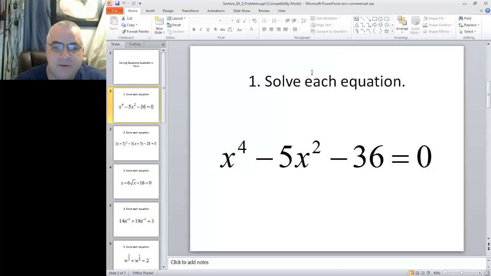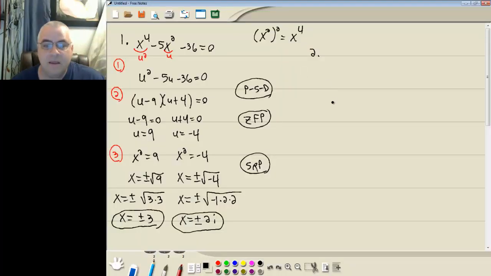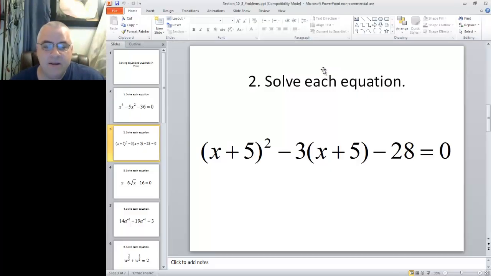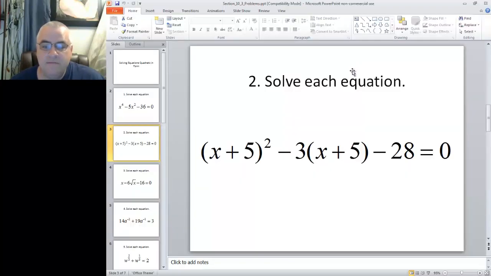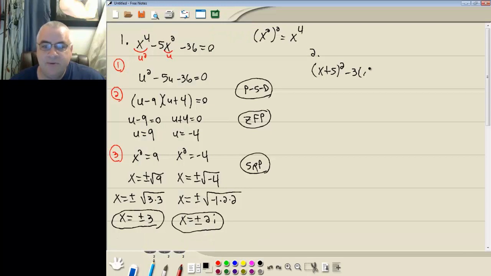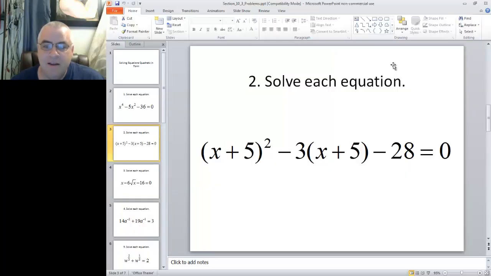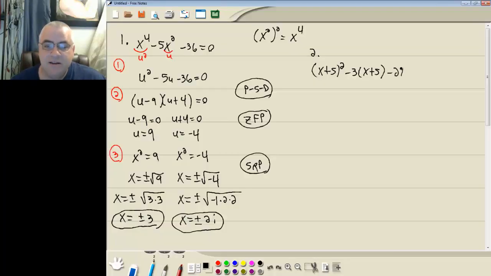Let's take a look at our second one. We got (x + 5)² - 3(x + 5) - 28 = 0. Now this whole section is a U-substitution, so we know we're going to do that.